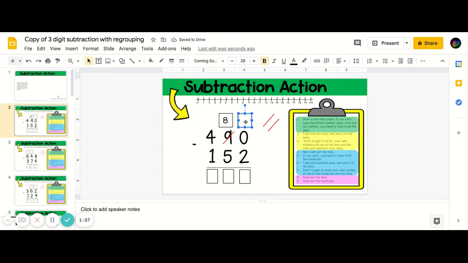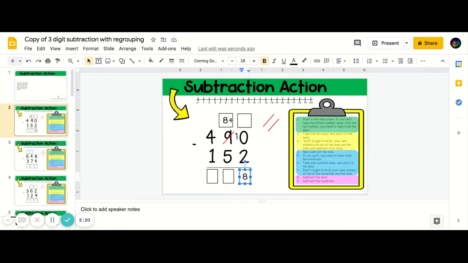Now, I'm going to put that one set of tens in this box, but I'm going to drag my box down to remind myself that it means 10, not add 1. So now I have 10 minus 2, and that gives me 8. Great job. Now we're going to move to the tens position.